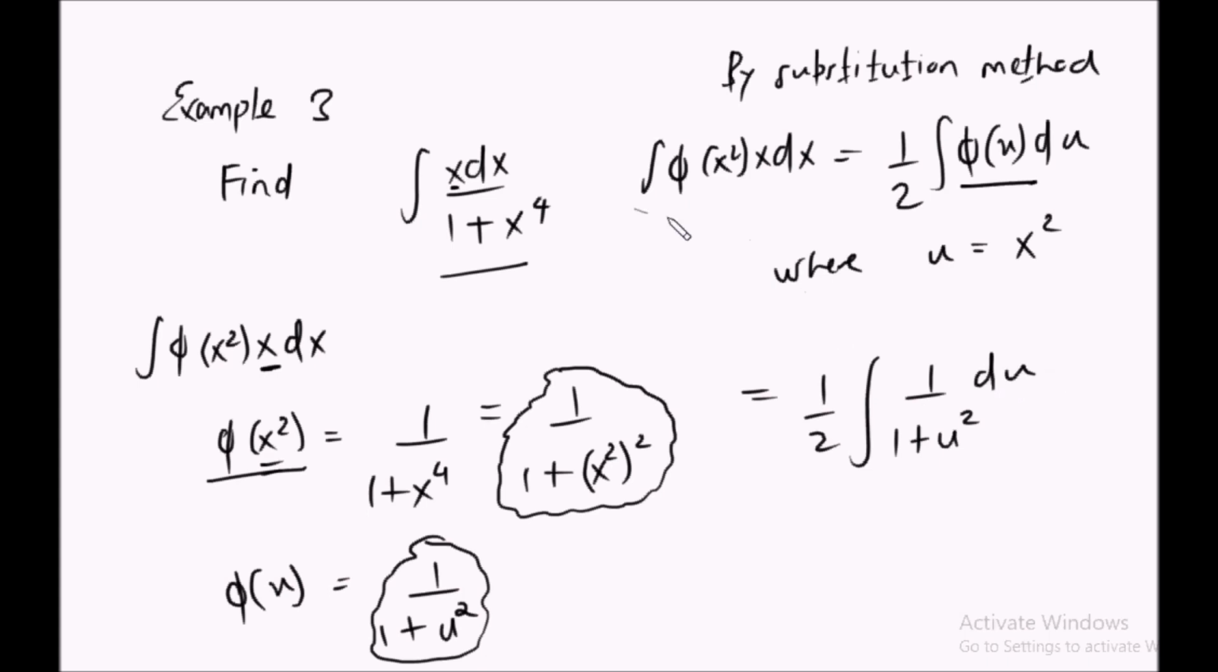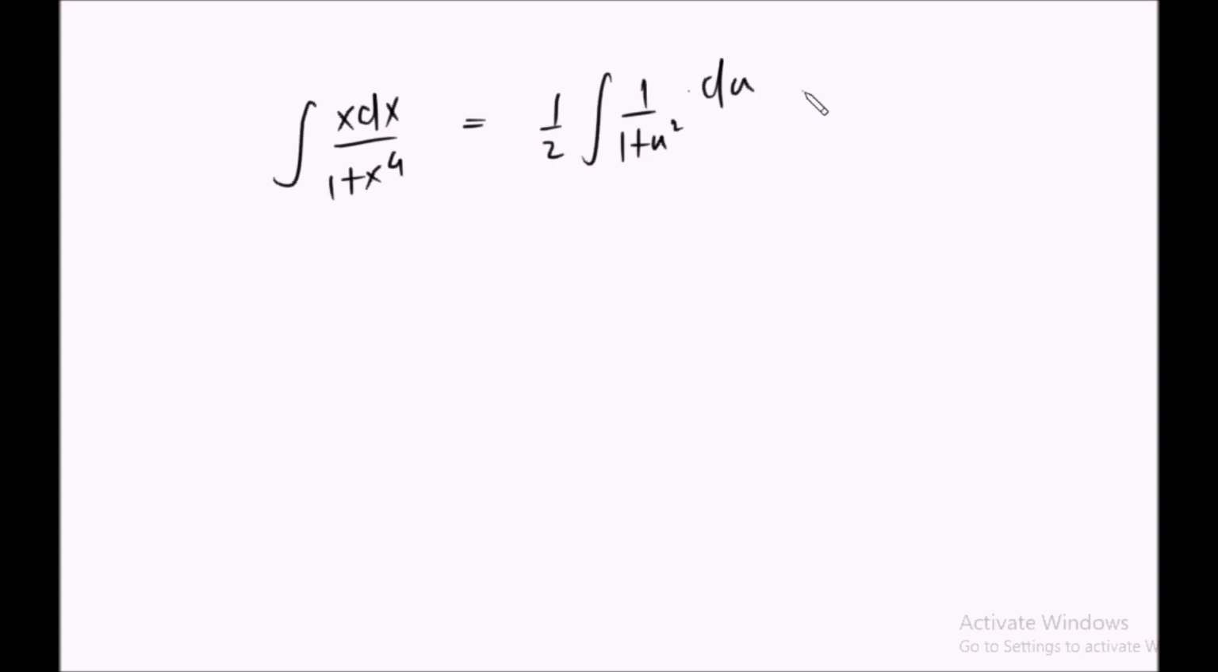So tunaona hii ndo hii. Okay, so this one is just this one. So is equal to 1/2 huyu phi of u huyu du. So where u is equal to x squared. So tumefika mpaka hapo. Tumesema kwamba this one now x dx 1 plus x power 4 itakuwa sasa na 1/2. We have 1/1 plus u squared du. So hii inaweza nikaandika tu like 1/2 du over 1 plus u squared. So nataka ni solve hii.